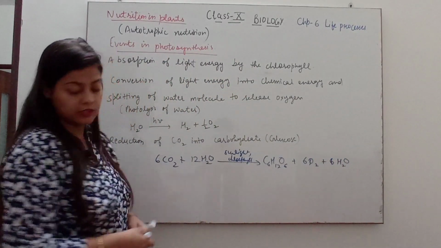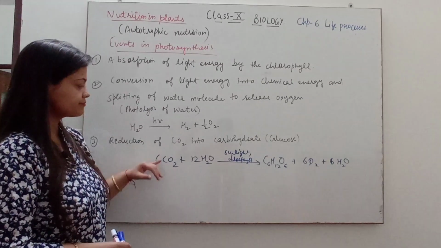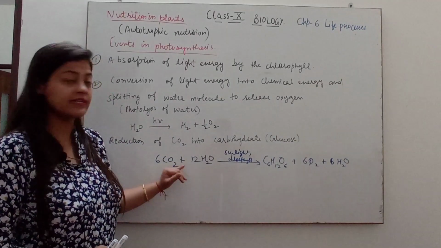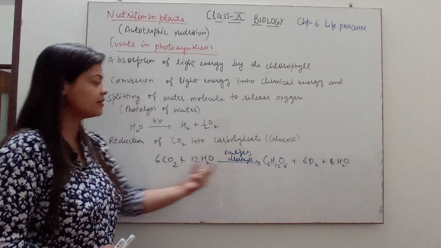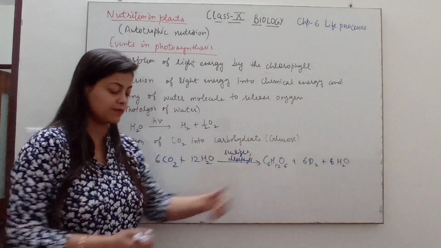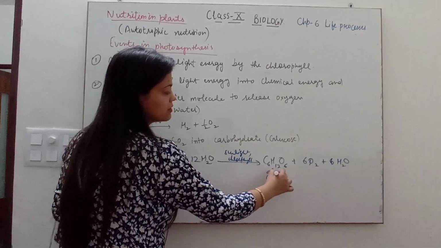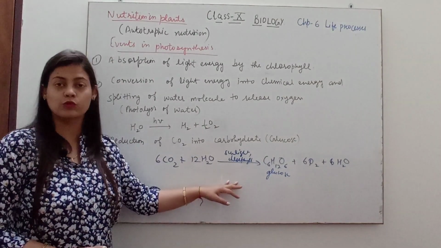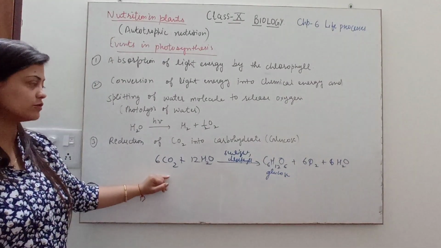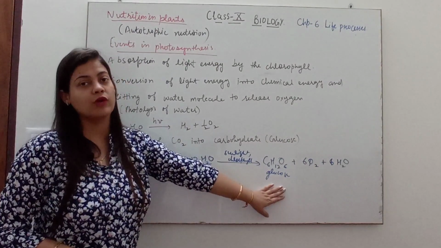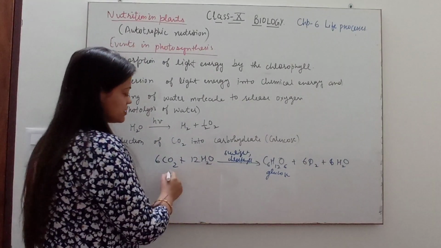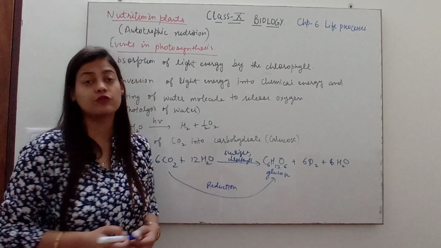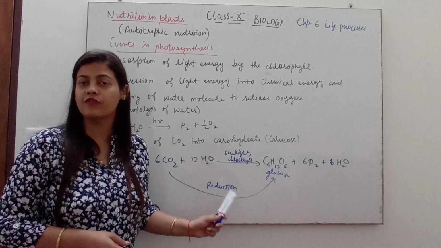In this reaction you can see that there is the reduction of carbon dioxide into glucose. You know what reduction is. In this reaction, 6 molecules of carbon dioxide are used to make 1 molecule of glucose. So actually this process is reduction, because reduction is the addition of hydrogen.